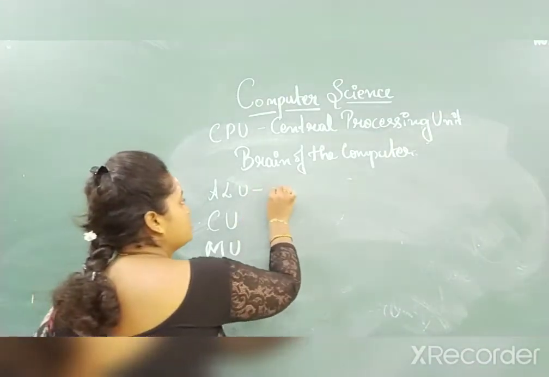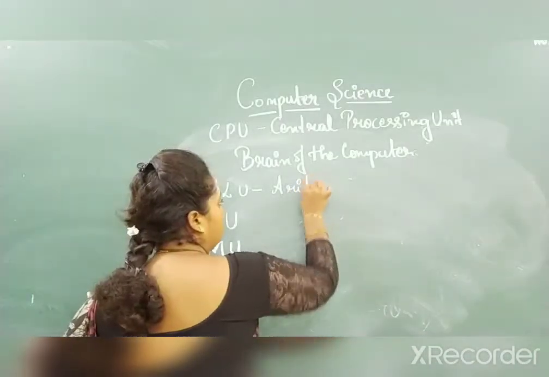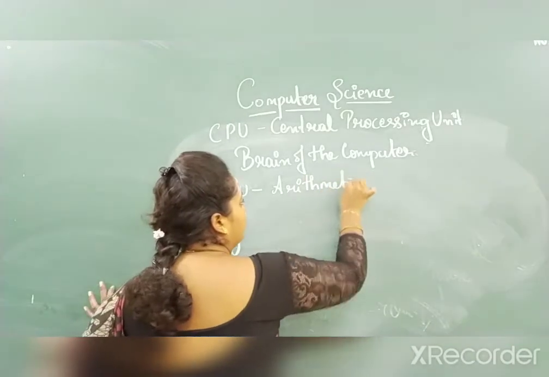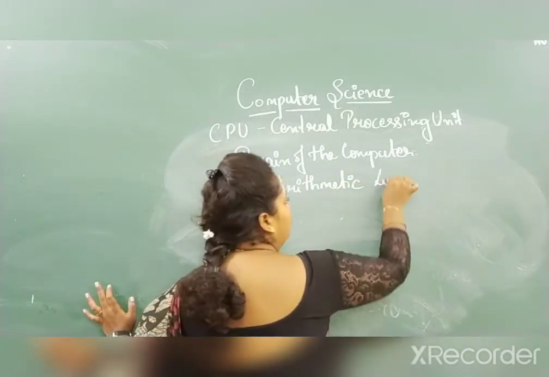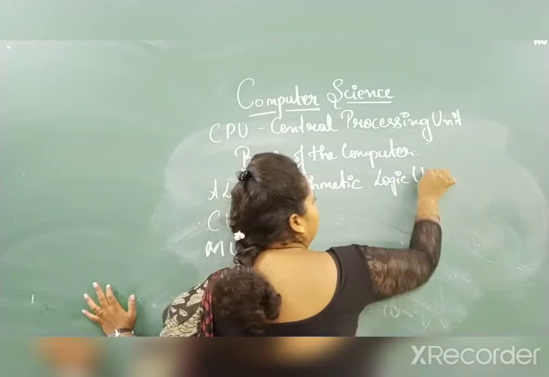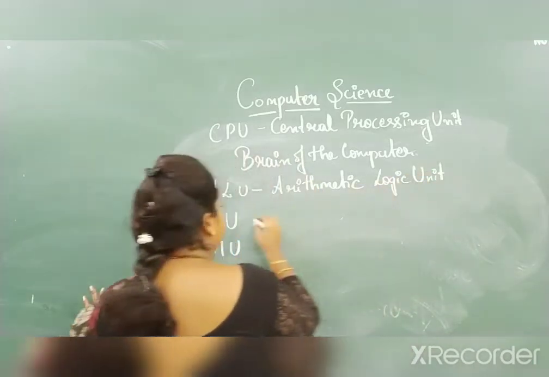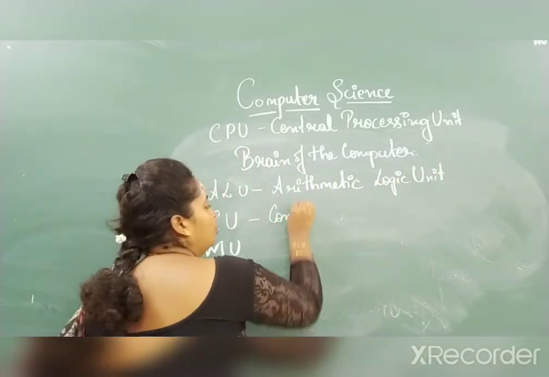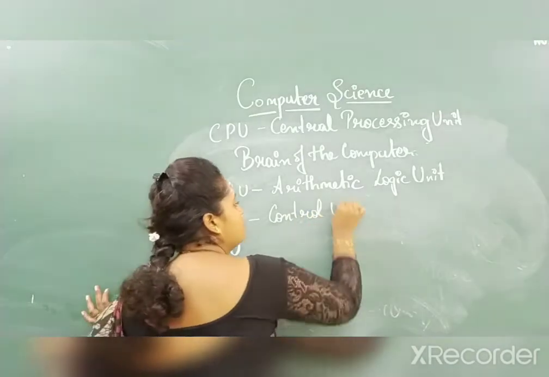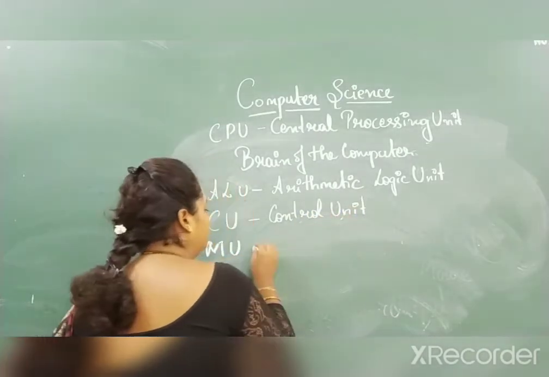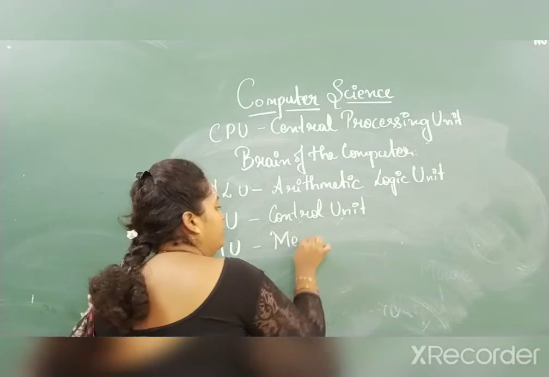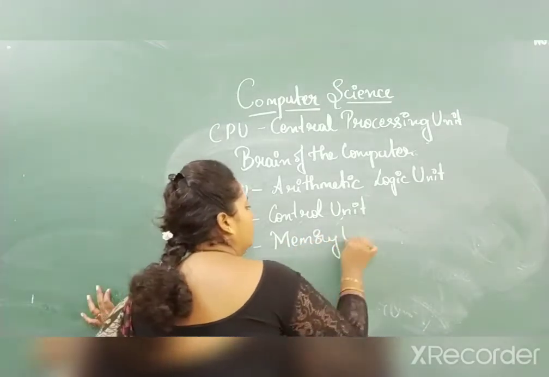So, first one is arithmetic logic unit. Arithmetic logic unit. Second one is control unit. Second one is control unit. Third one is memory unit. Memory unit.